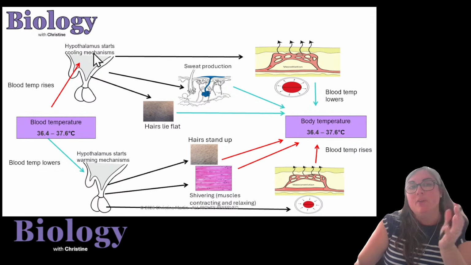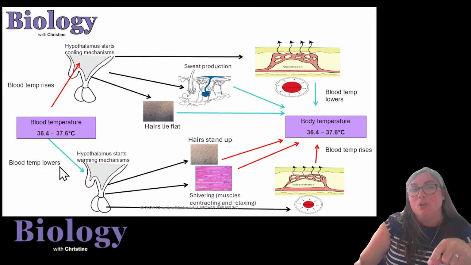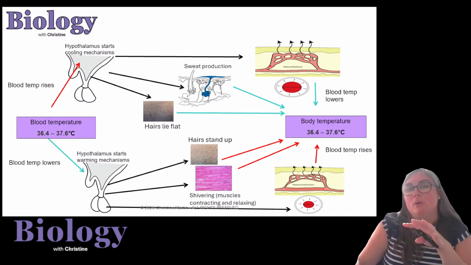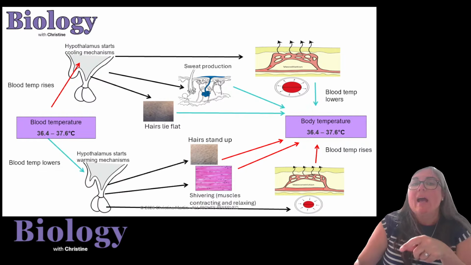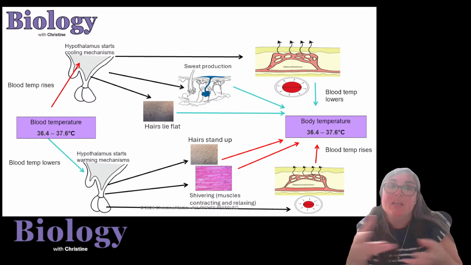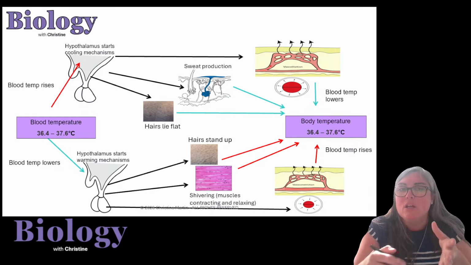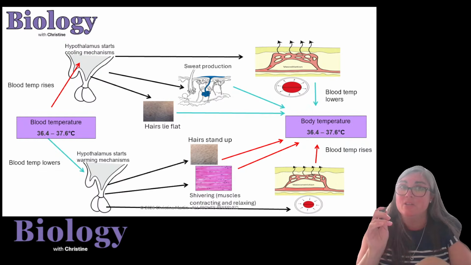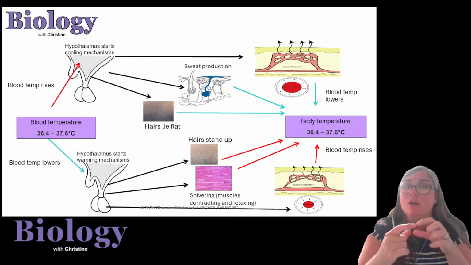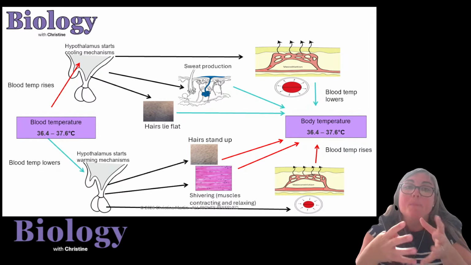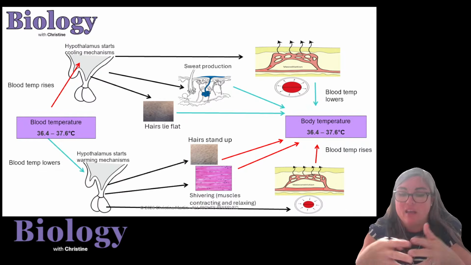Okay, so if our blood temperature is lowering, our hypothalamus is going to first detect, then coordinate, and then communicate. In this case, it would be nervous communication, and that would increase the body temperature because we'd have our erector muscles causing our hairs to stand up. We trap a layer of air and insulate the body. When we shiver, we are signaling for our muscles to contract and relax at a faster rate.